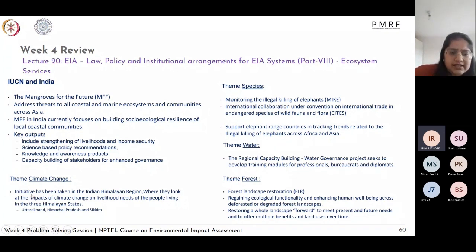And then in terms of climate change, they identified that initiatives have to be taken in the Himalayan region, where it looks like climate change will have a significantly higher impact, specifically in the three Himalayan states of Uttarakhand, Himachal Pradesh, and Sikkim. So this is based on the IUCN action areas being identified in India.